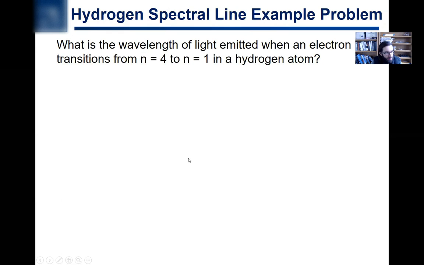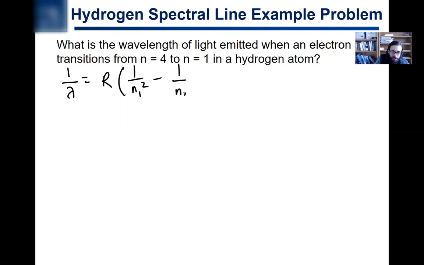So let's do a practice problem with this. In order to do that, I'm going to need to know the Rydberg formula. Okay, so that's R times 1 over n1 squared minus 1 over n2 squared. And what is the problem asking me for? What is the wavelength of light emitted when an electron transitions from n equals 4 to n equals 1? Okay, so that tells me n1 is my initial, which is 4, and n2 equals 1, right?